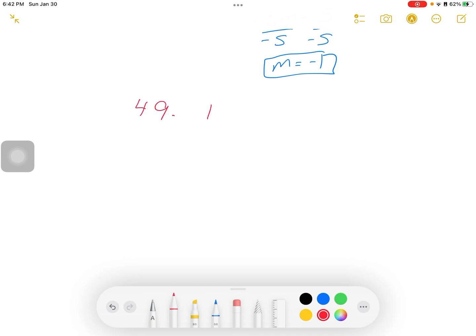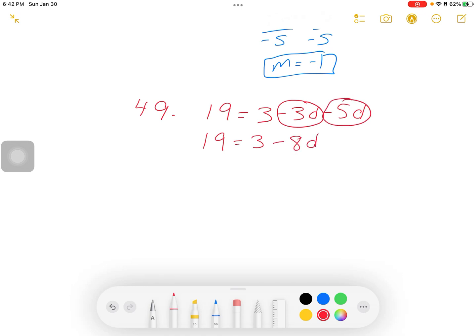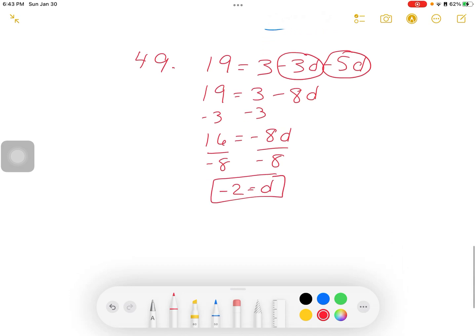All right, in 49, the problem was 19 equals 3 minus 3d minus 5d. Again, you're going to want to watch the negatives here because you're at 3 in the hole, and they take 5 more away, which is negative 8d. I'm going to start with the positive 3, which would be a negative 3. So 16 is going to equal negative 8d. And if I divide by a negative 8, I get negative 2 equals d.